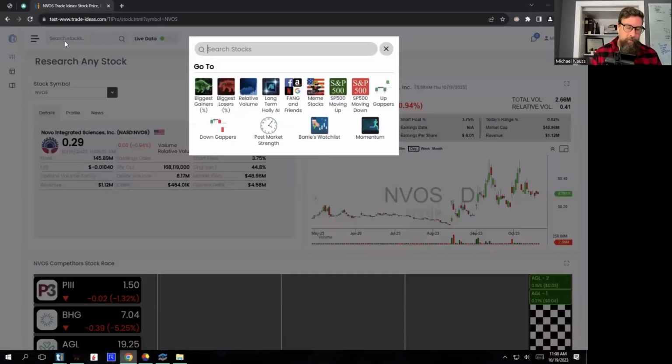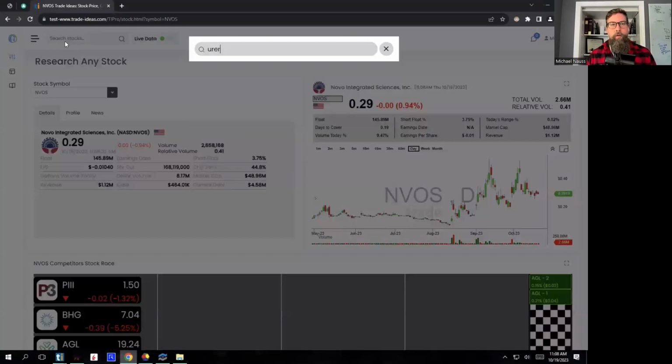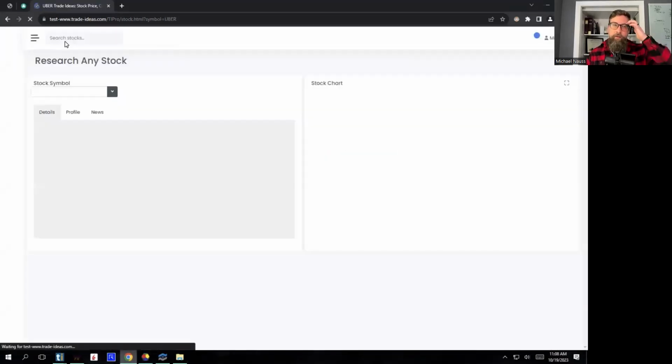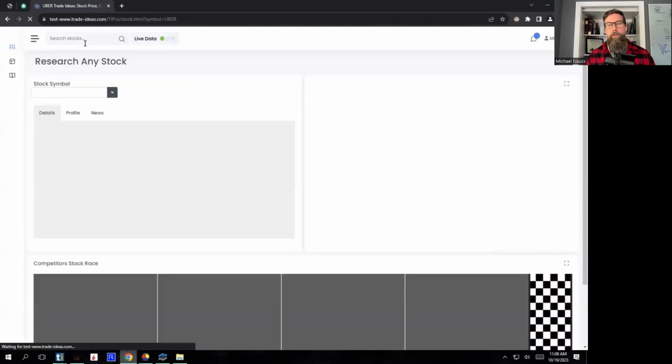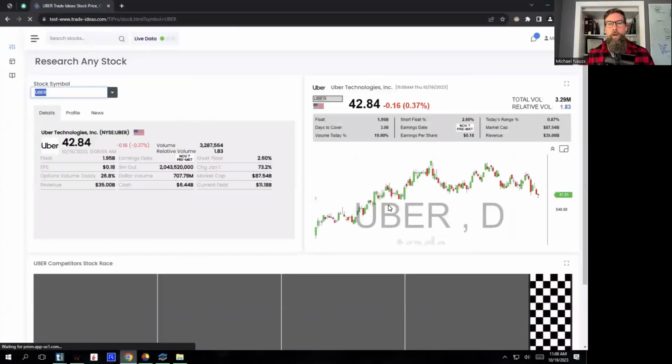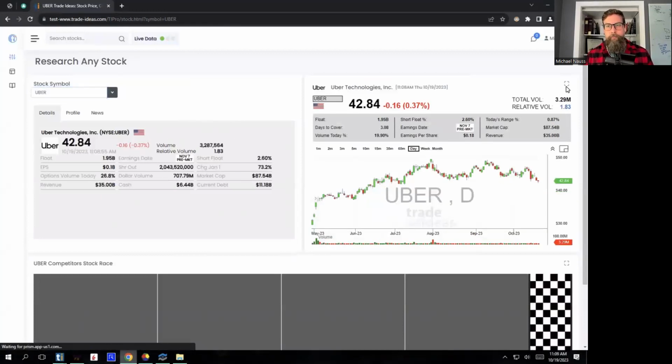All right, so we see some coming in here now. So let's go with Uber. Uber has actually been really strong recently, and is part of an algorithm that I made that has these relatively strong names. So Uber is very interesting.